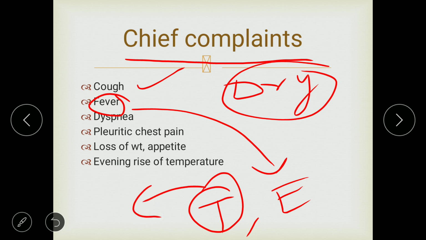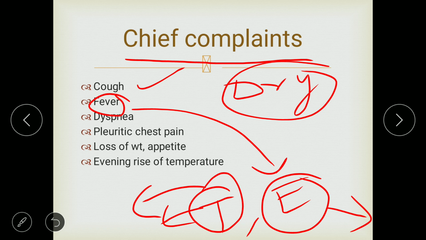Here there will be no inflammation of the pleura. When there is inflammation of the pleura, it results in exudative pleural effusion. In case of exudative pleural effusion, you can get fever. Remember, fever is not a feature of transudate.